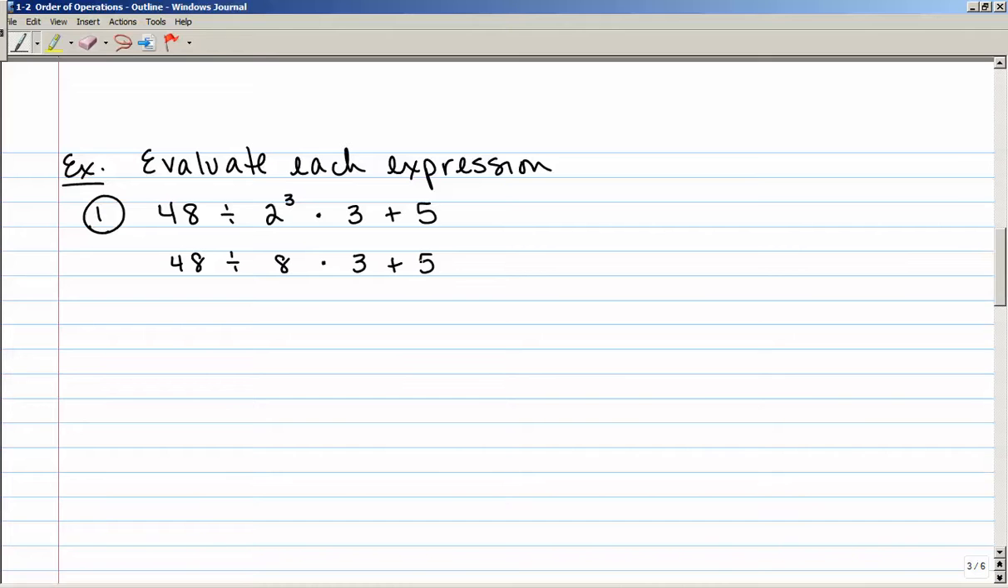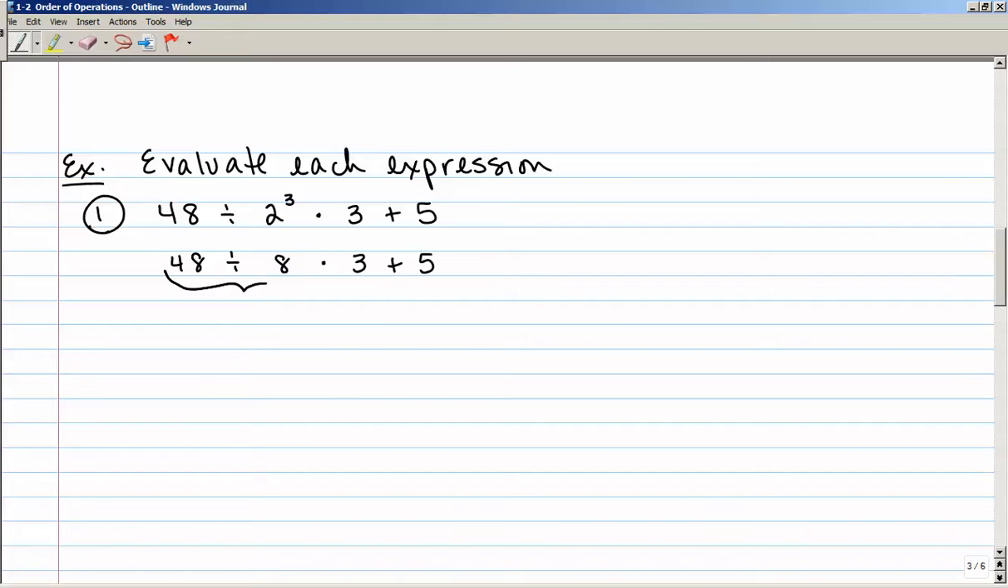Please try to do just one step at a time and show all of your work in steps. Just do one simplification each time. So now we have 48 divided by 8 times 3 plus 5. So I have a division, I have a multiplication, and I have an addition. PEMDAS says I need to next do my multiplications and divisions as they come from left to right.